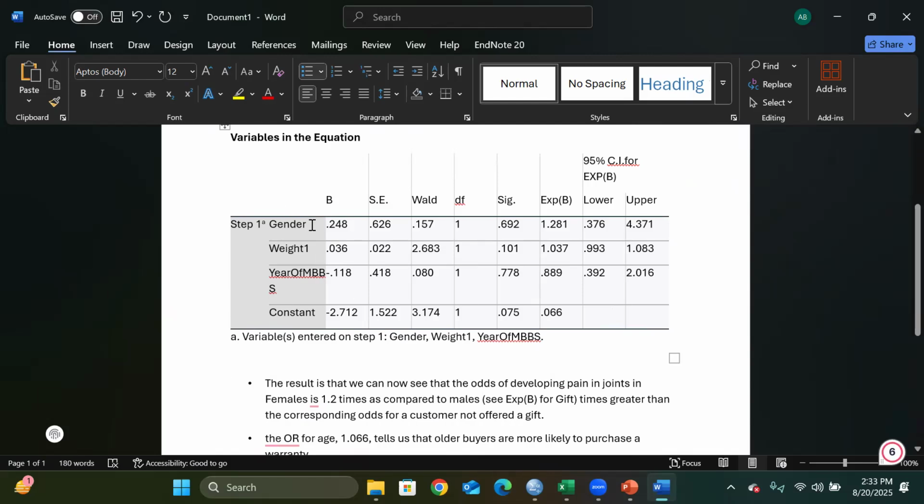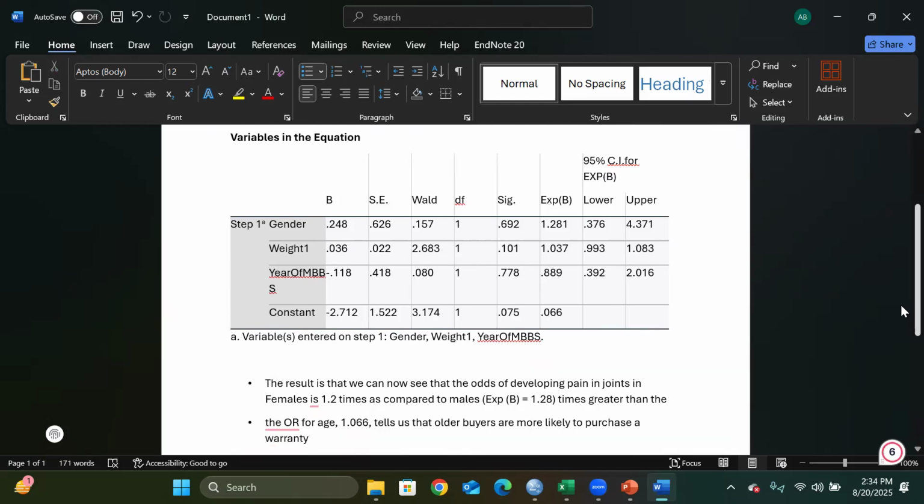So instead of writing the gender specifically, we will say that the female is 1.2 times, because this is the exponential value. Exponential value for the beta coefficient that has come out to be 1.28 times greater than the corresponding odds for not developing pain in joints.